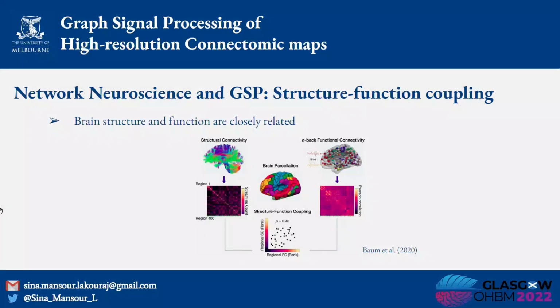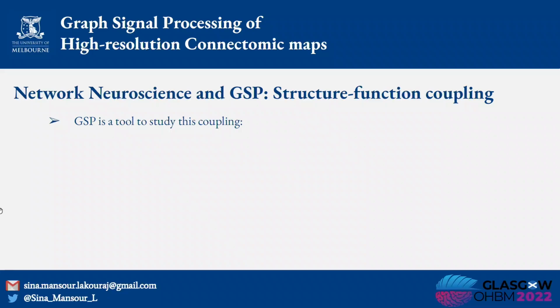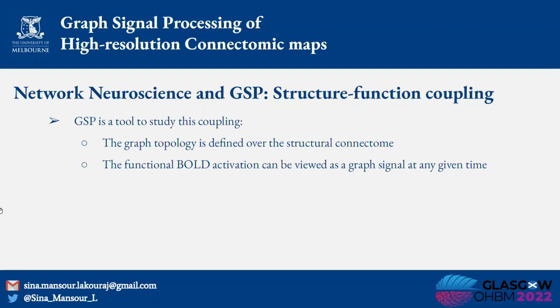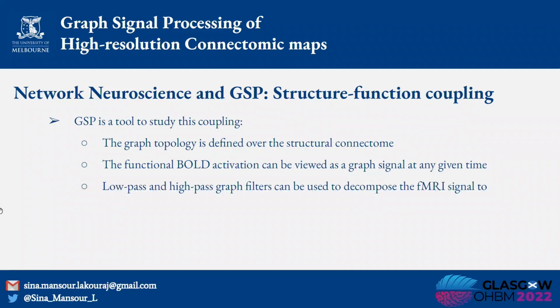We've seen in network neuroscience research how these two closely relate. We know that the structure and function of the brain and their connectivity are closely related and correlated. However, the strength of the coupling or decoupling varies between different regions of the brain. And GSP, as you've seen, is a good tool to study this coupling. Now, the graph topology is used to define a network, and we assume that the functional changes in the brain are some sort of transitions over this network.